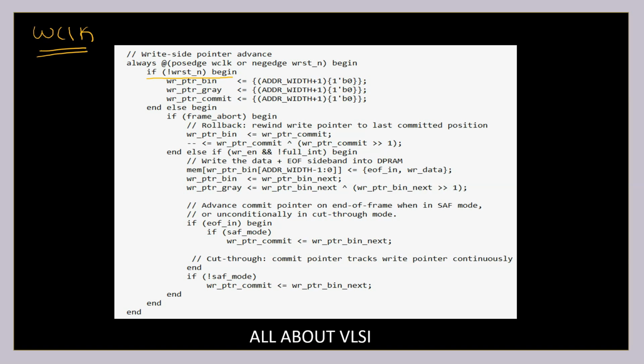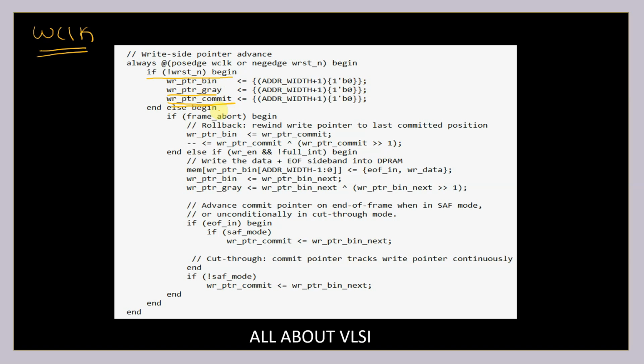Now, this write pointer is incremented with respect to the write clock, which is the clock given by the processor. We are initializing write pointer binary equal to 0, write pointer gray equal to 0, and we have a variable known as write pointer commit.